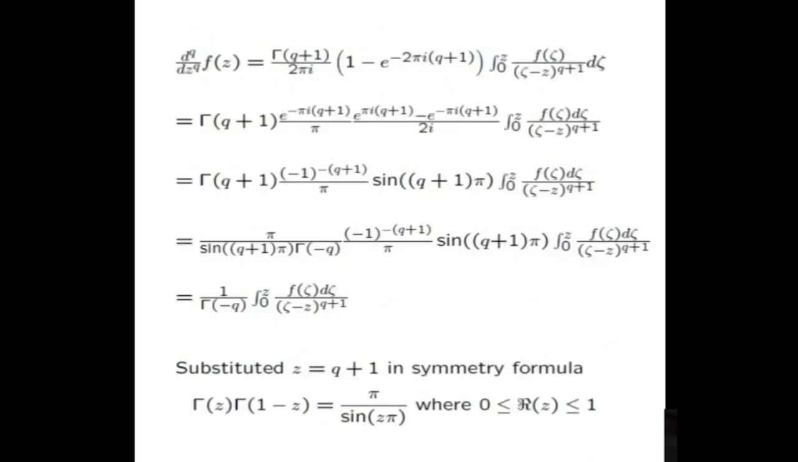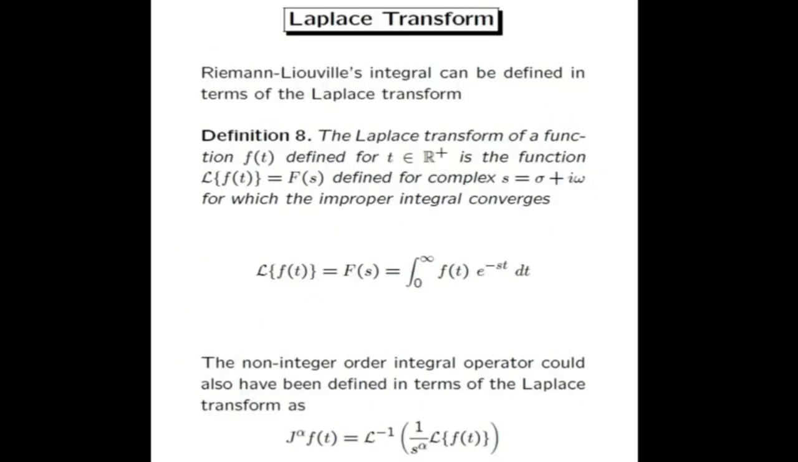Okay, so through a couple of steps here, what we did here is we factorized e to the pi i, then together with the 2i, we obtained the complex sine of q plus 1 pi, and we rewrite e to the negative i pi, substituted with Euler's identity, which is equal to negative 1, and then we again use Euler's reflection formula to show that gamma of q plus 1 is equal to, well, together with this whole negative 1 and stuff, 1 over gamma of negative q. Okay, so that is a pretty interesting result. Then we talk about the Laplace transform. So what we would like to mention is that we could have defined the integral operator in terms of the Laplace transform as well.